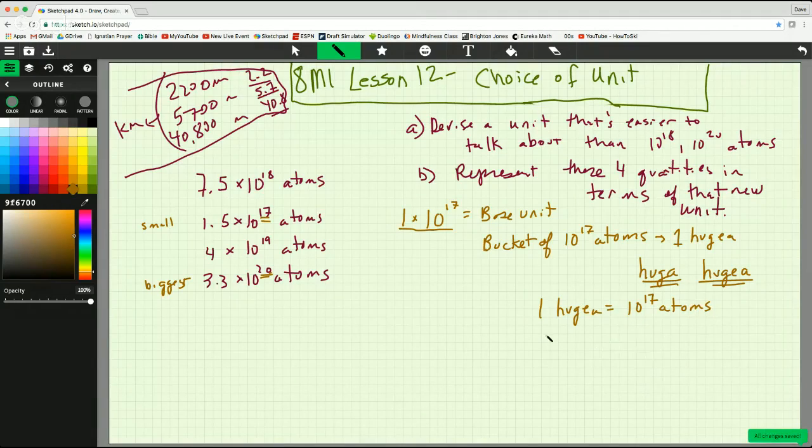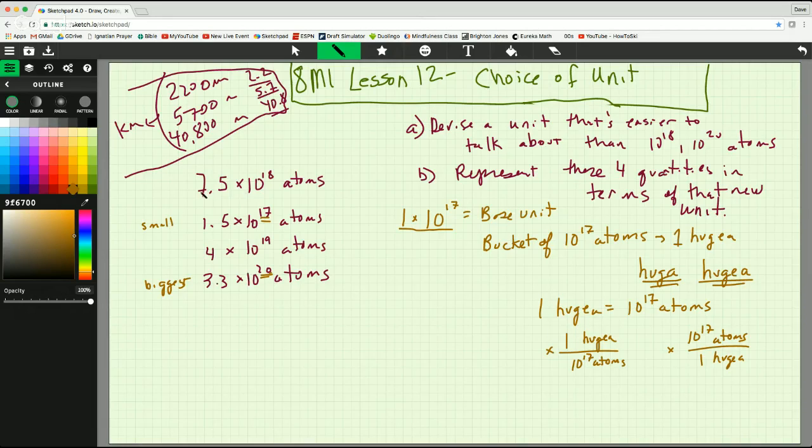Okay. So when we do conversions, go back and remember how we did meters to kilometers, or light years to meters. Our conversion is going to be 1 huja over 10 to the 17th atoms. We're either going to multiply by that, or we're going to multiply by 10 to the 17th atoms over 1 huja.